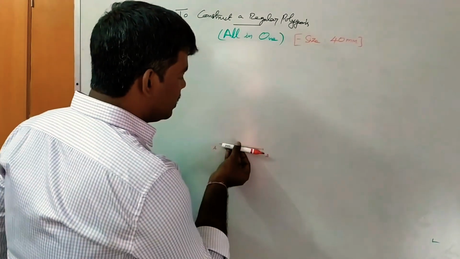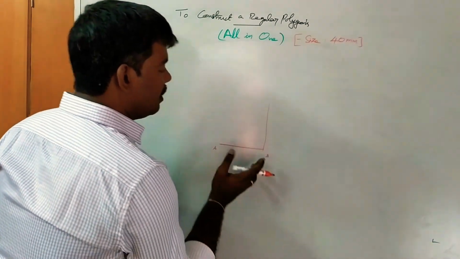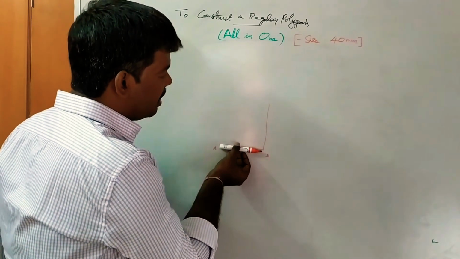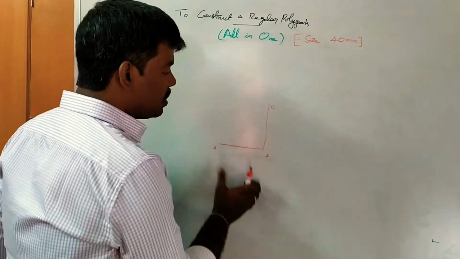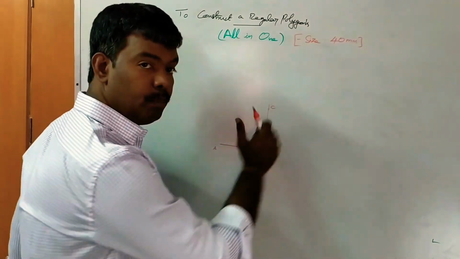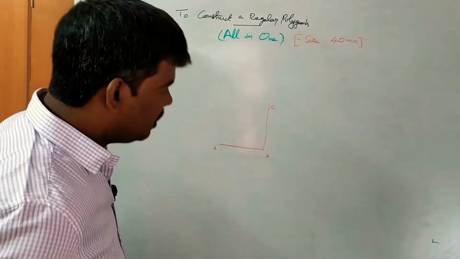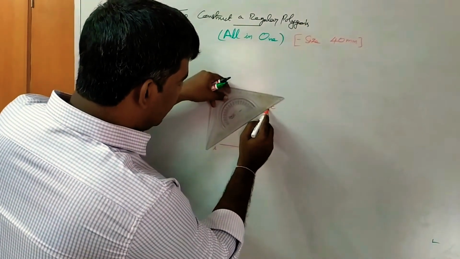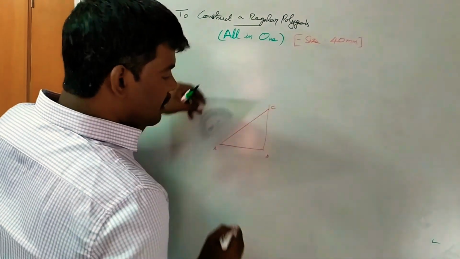Next, same size, you draw one perpendicular line. On that perpendicular line, the size is 40, the same 40 from B also. It is C. We get C. So now AB equals BC. Clear? Next, you draw a line joining A and C.